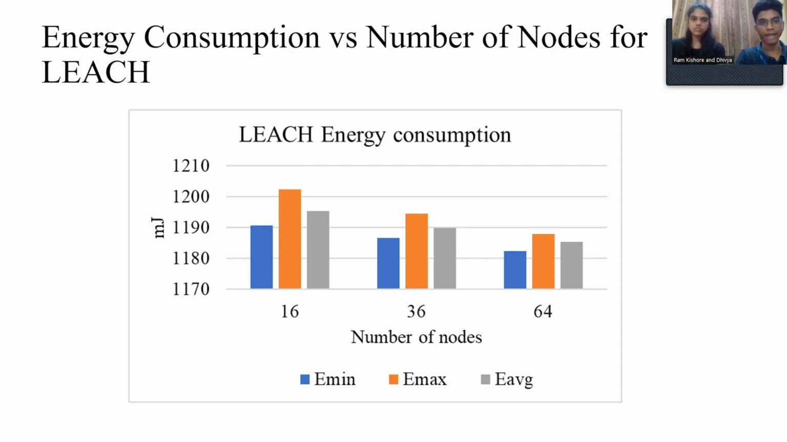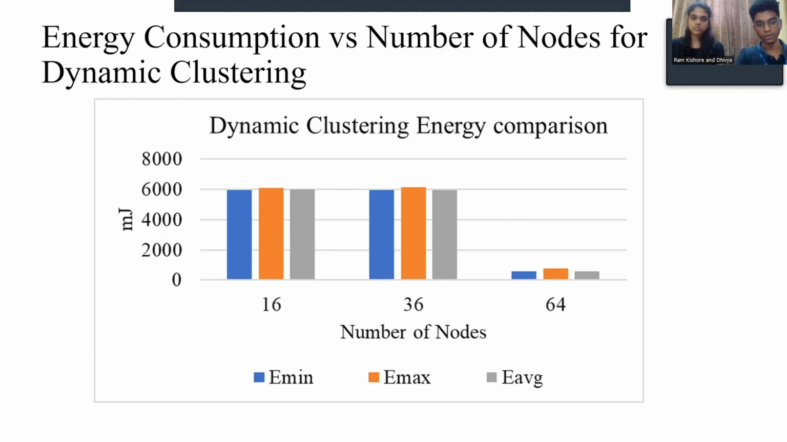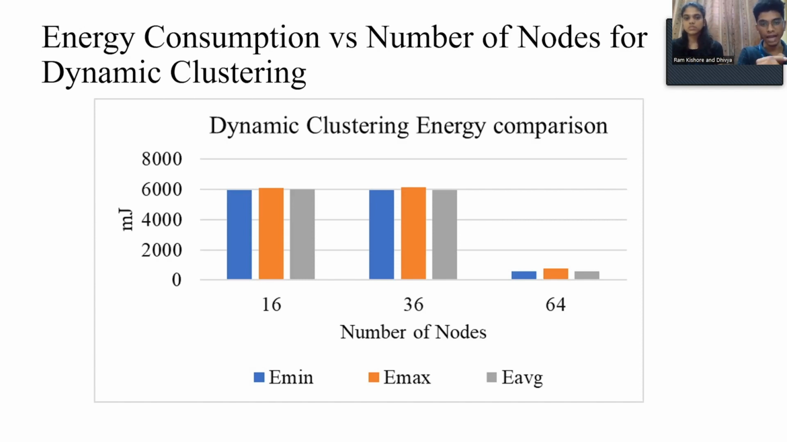So next we have dynamic clustering. In this graph, you can see that it uses the k-means algorithm to find the centroid of the network among the clusters, and the node which has more energy in reserve compared to the others is elected as the cluster head. When observed for 16, 36, and 64 nodes, the minimum energy consumed by the node, the maximum energy consumed, and the average energy consumed by the node are similar for each cluster. This indicates that using dynamic clustering can improve the survivability of the network and hence extend its lifetime.